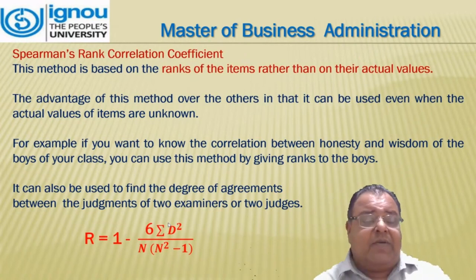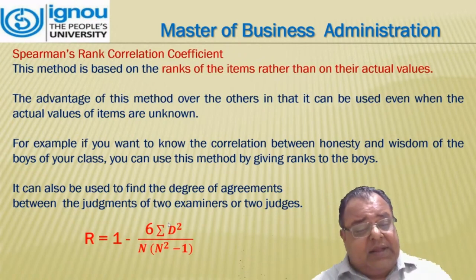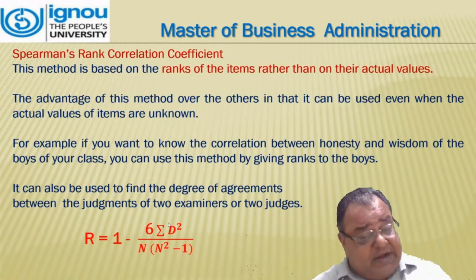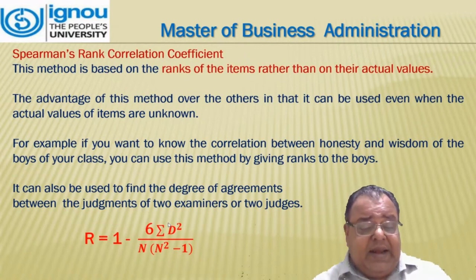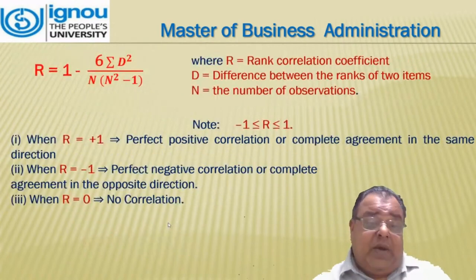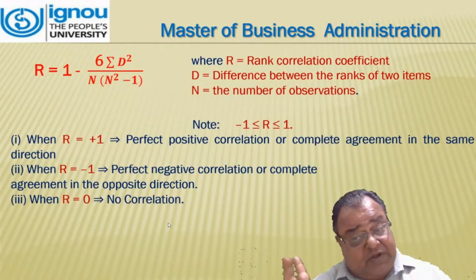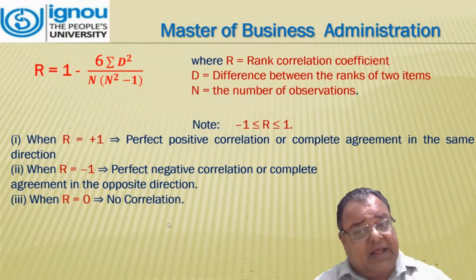The formula for rank correlation is R is equal to 1 minus 6 times summation d square upon n into n square minus 1, where R is the rank correlation coefficient, d is the difference between the ranks of the two items, and n is the number of observations.